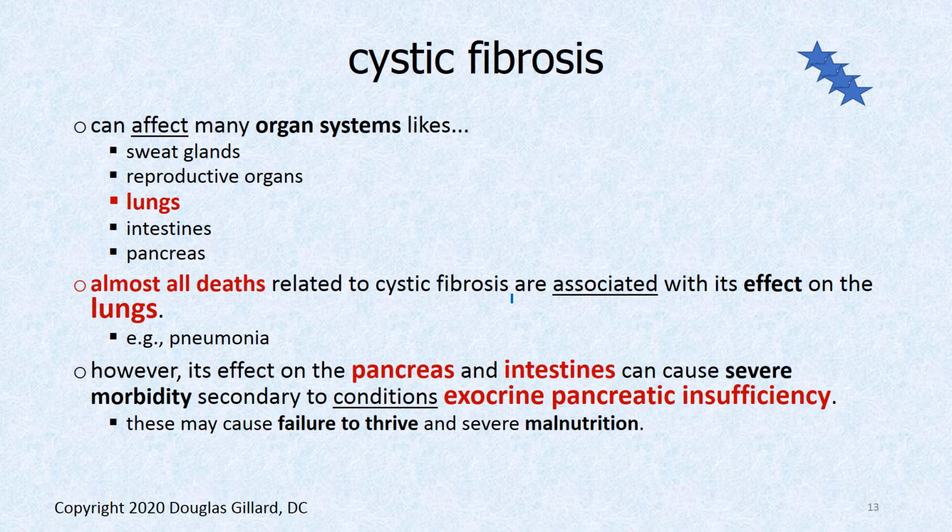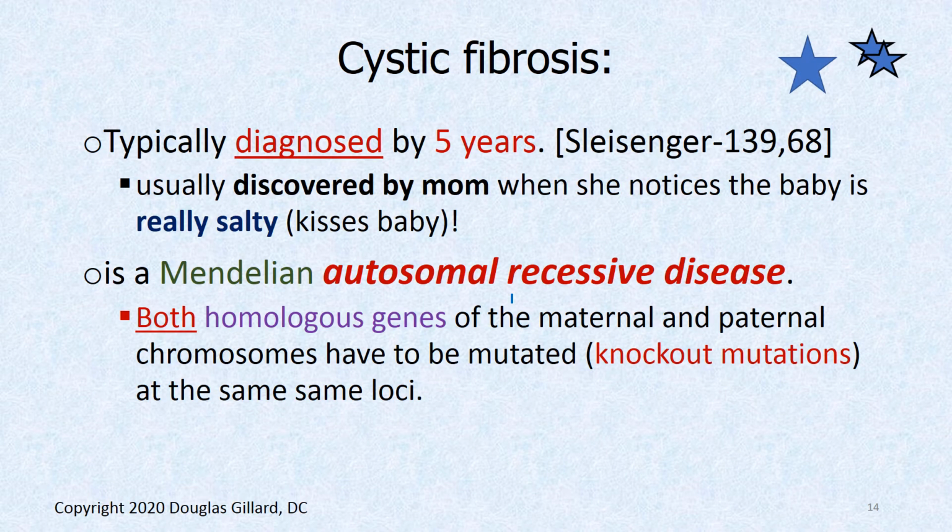But it still can be quite disabling if it gets into the pancreas. Exocrine pancreatic insufficiency, right, where you don't secrete the pancreatic juices, you're in all sorts of trouble because of that. So it can be very disabling if it's in the intestines or pancreas as well. It's typically caught by the age of 5. We already know the mom will be kissing the baby all the time, and all of a sudden she notices the baby is incredibly salty, and that's a bad sign.